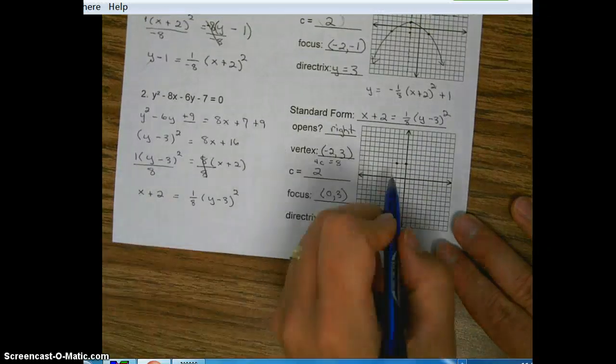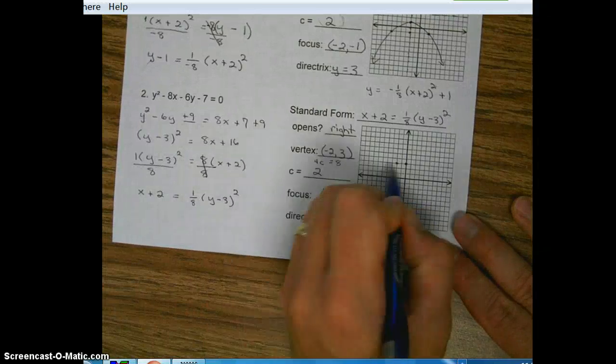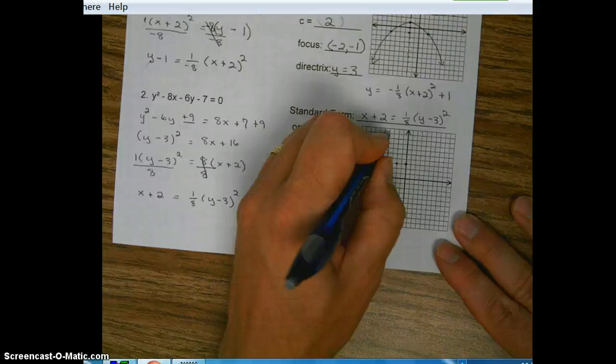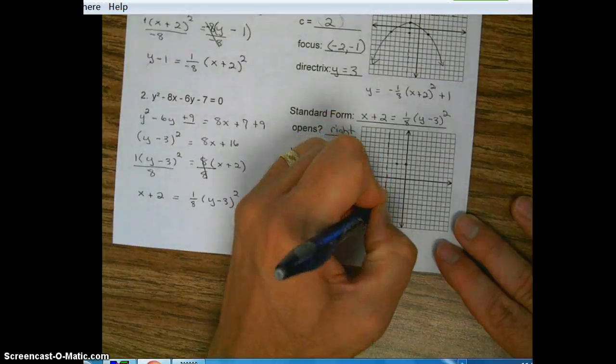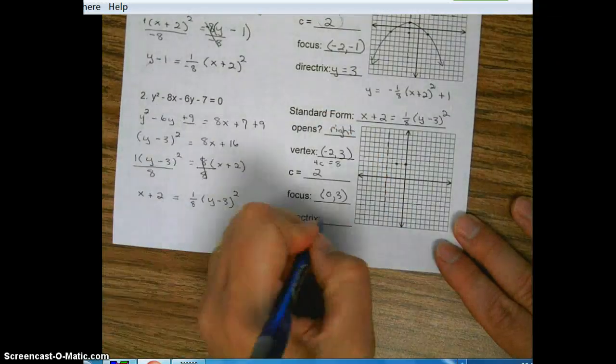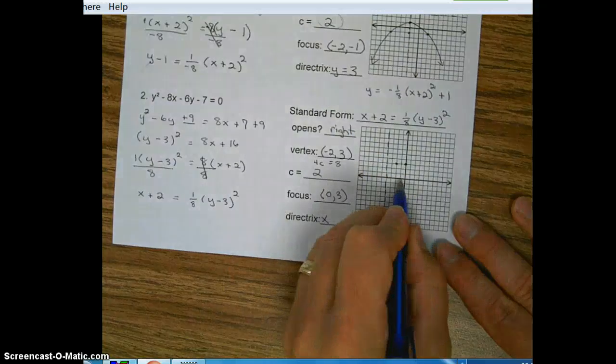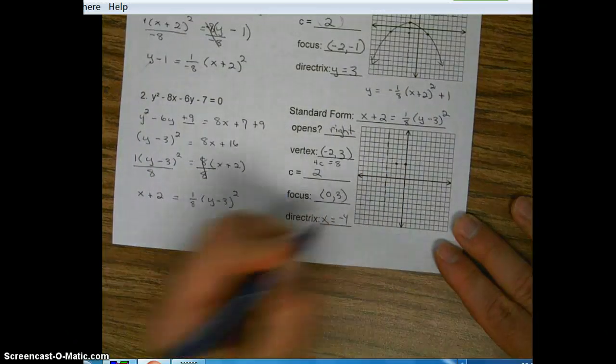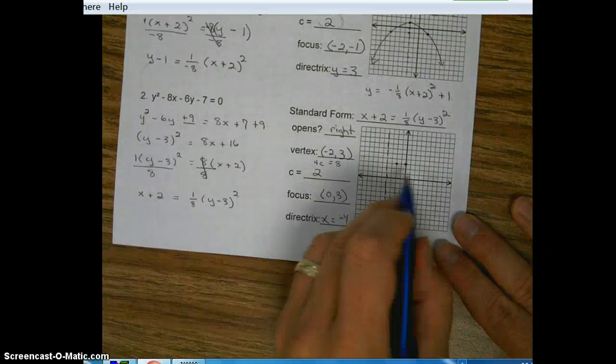And then our directrix is going to be 2 units outside of the parabola. So here's our directrix, behind the parabola, x equals negative 4. And it's opening to the right.